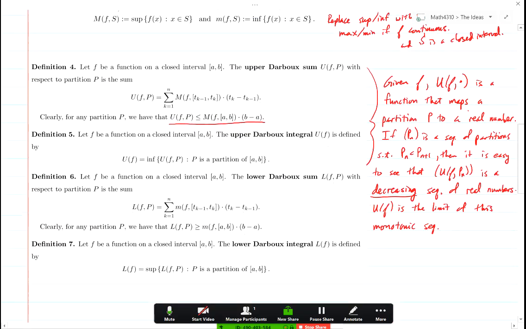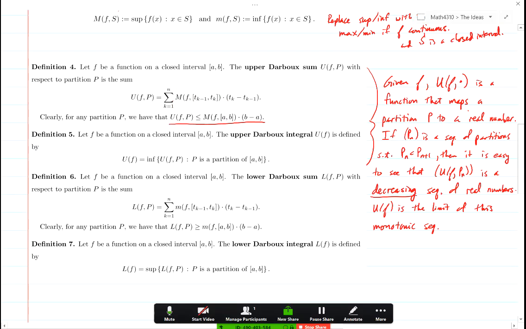For the next couple of definitions, you see there are a lot of definitions because there's just a lot of terminology and notation. Let f be a function on a closed interval. The upper Darboux sum, capital U of f, P, defined with respect to a particular partition, is the sum where you take the supremum of f on each of the closed bounded subintervals t_{k-1} to t_k defined by the partition, multiplied by the length of that little interval, t_k minus t_{k-1}.